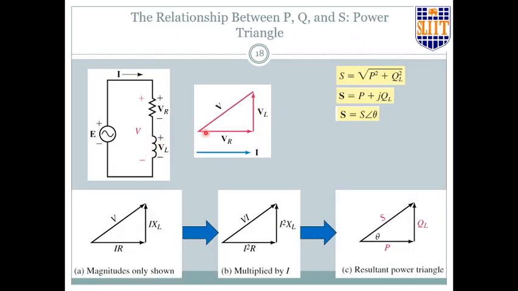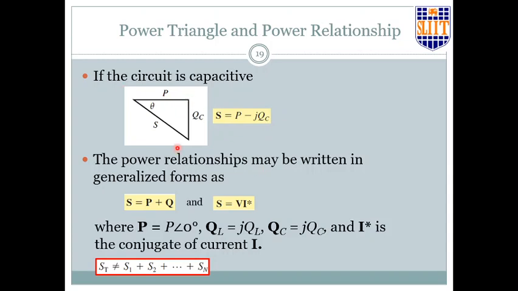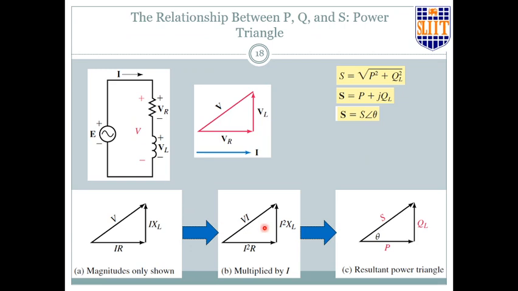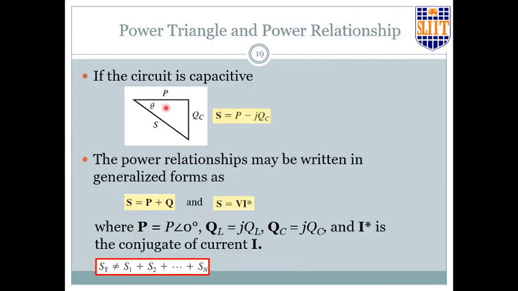The same thing applies if you replace this by a capacitor: the phasor diagram will go downwards. You can do the same process, but the triangle will be pointing downwards, and you get this equation. To represent it in the complex number domain, you can use S is equal to P minus jQC, because now we treat the Q as negative values. So this forms the power triangle for a capacitor.